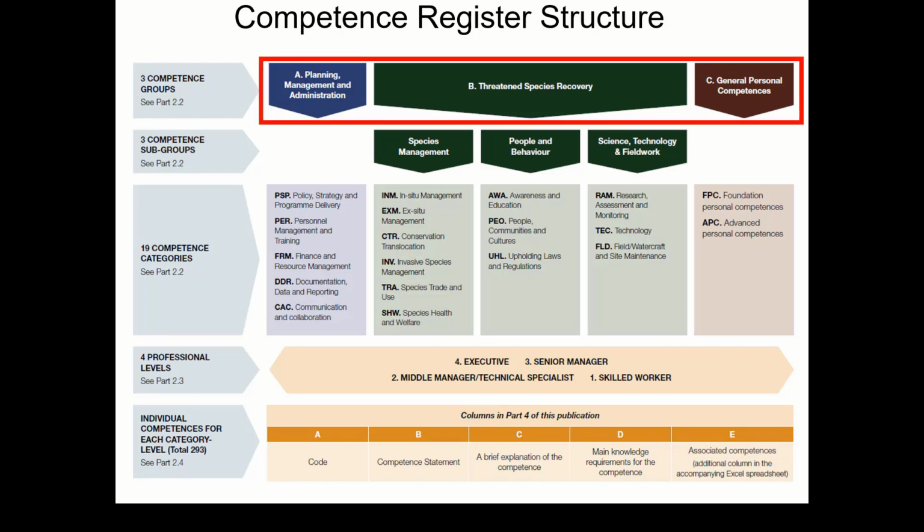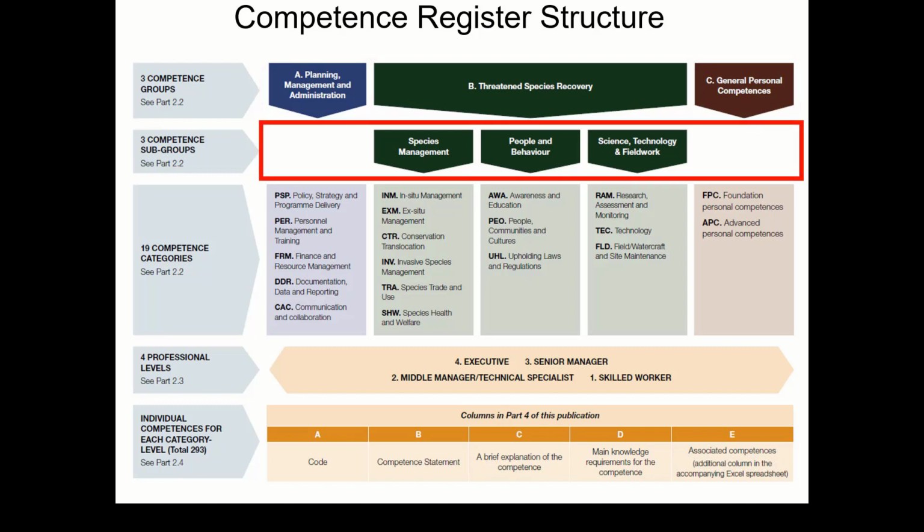A. Planning, Management and Administration. This is the planning, management and administration of threatened species recovery programmes. B. Threatened species recovery. These are the specialist technical skills of threatened species management. And C. General personal competencies. These are individual attributes for use in all areas of work.